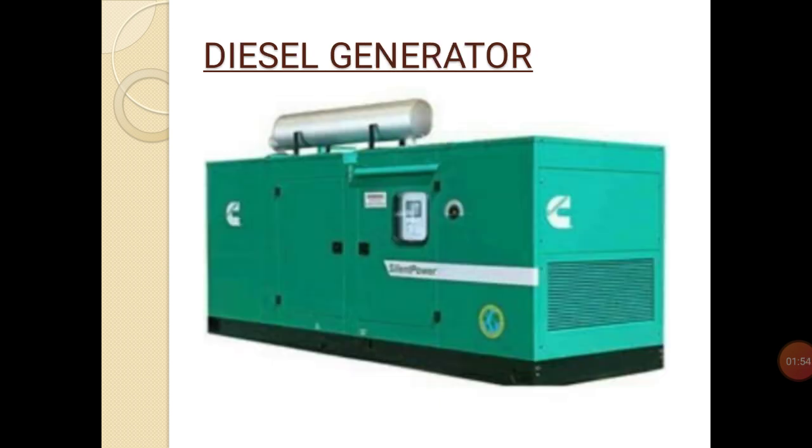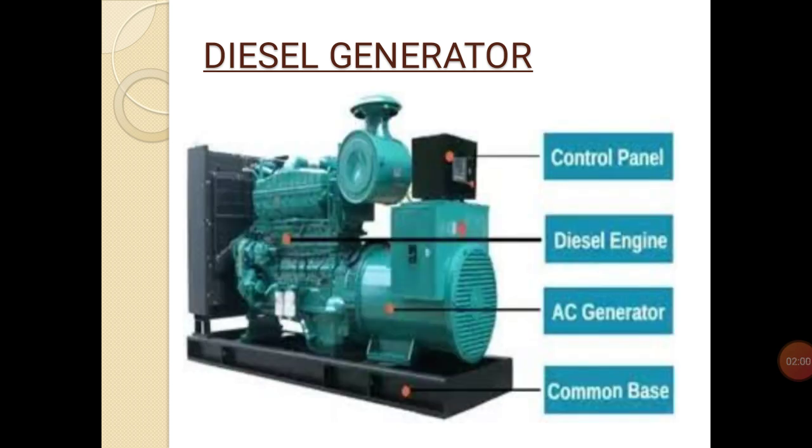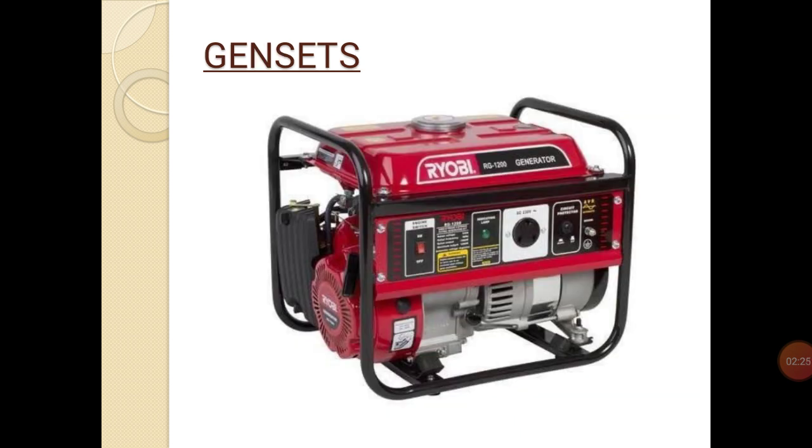This is a diesel generator. It has two basic parts, namely the diesel engine and the AC generator. They are together fixed on a common base. And to control the electrical activities of the AC generator, we have a control panel. This is a genset. It has two parts: the petrol engine and an alternator.